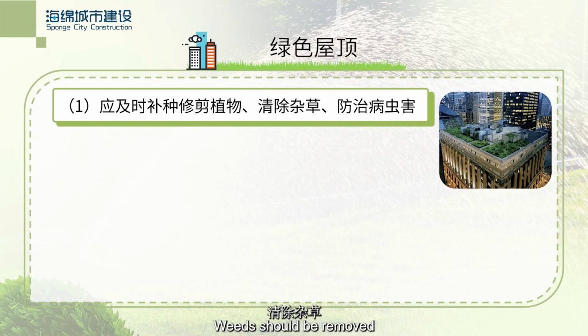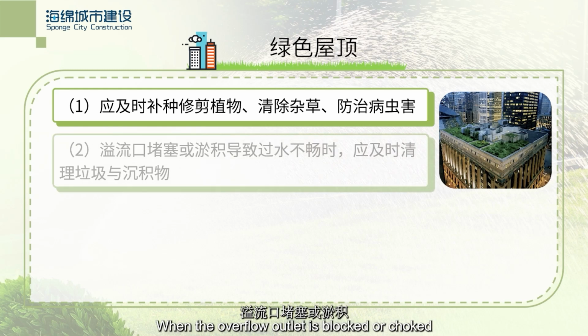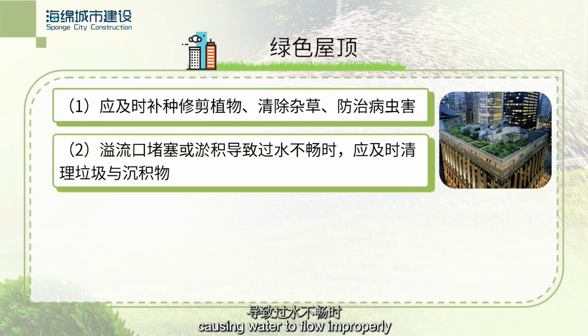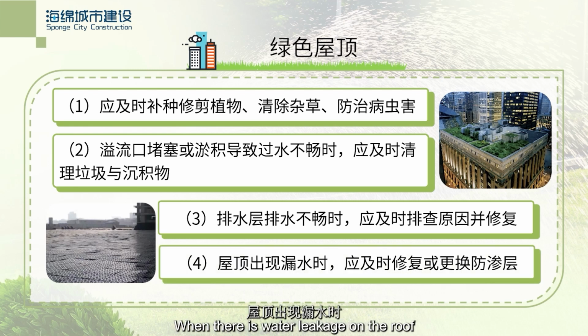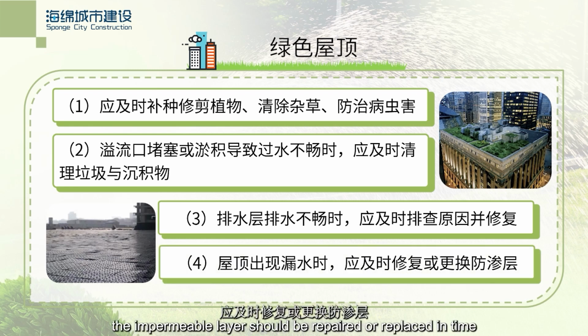Green roofs. It should be replanted and pruned in time. Weeds should be removed, and pests and diseases should be controlled. When the overflow outlet is blocked or choked, causing water to flow improperly, it should be cleared of debris and sediment in a timely manner. When the drainage layer fails to drain properly, it should be promptly inspected and repaired. When there is water leakage on the roof, the impermeable layer should be repaired or replaced in time.